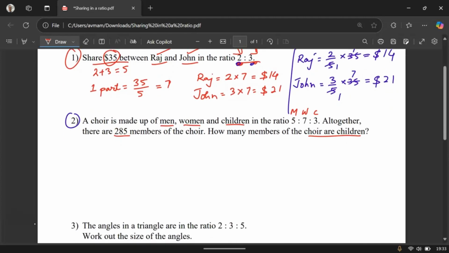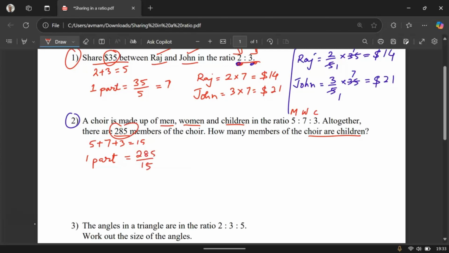So if you want to follow the first method, add the numbers given in the ratio. 5 plus 7 plus 3 is 15. So the total number of parts is 15. Let's find the value of one part. So one part is going to be 285 divided by 15.